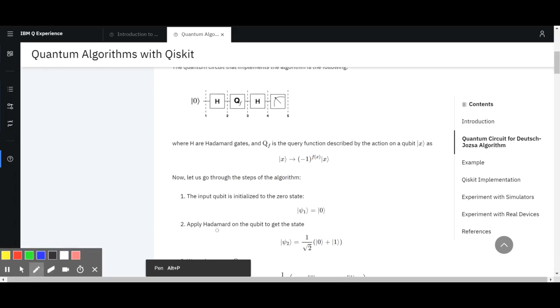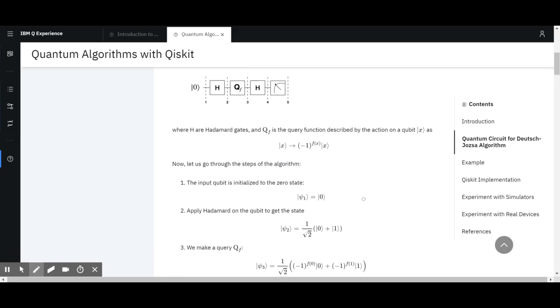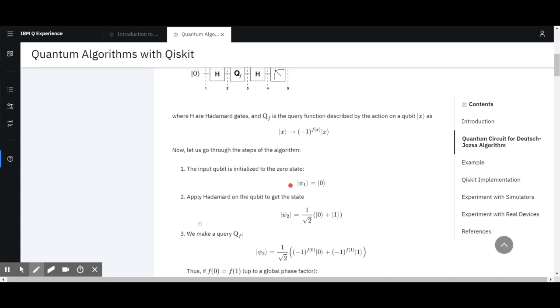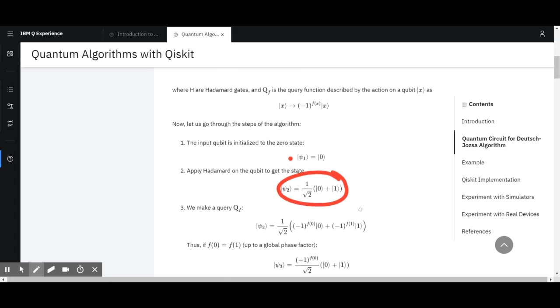So now let's go through the steps of the algorithm. The input qubit is initialized to the 0 state. Good, easy. We apply Hadamard on the qubit to get the state. Yeah, so we get basically a superposition of 0 and 1, as in it's 50% 0 and 50% 1. Then we make the query Q_f.